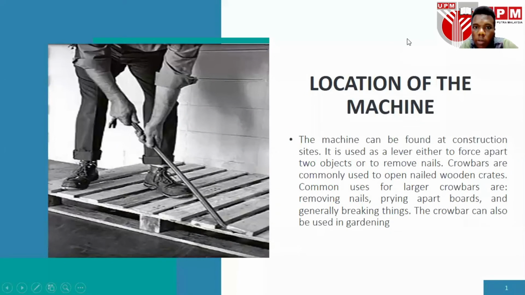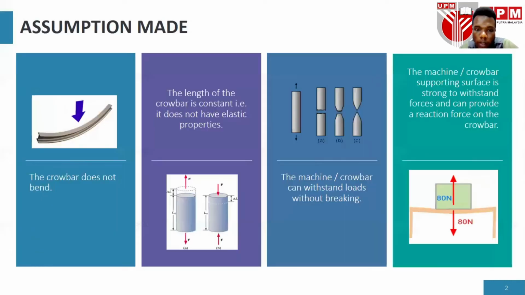Assalamu alaikum warahmatullahi wabarakatuh. My name is Said Hafidh Said, matric number 204716, and I'm going to continue with the location of machine. The picture of this machine was taken at home, but it can be found in construction site. It is used as lever either to force apart two objects or to remove nails. Crowbars are commonly used to open nailed wooden crates. Common uses for larger crowbars are removing nails, prying apart boards, and generally breaking things. But also, crowbars can be used in gardening.